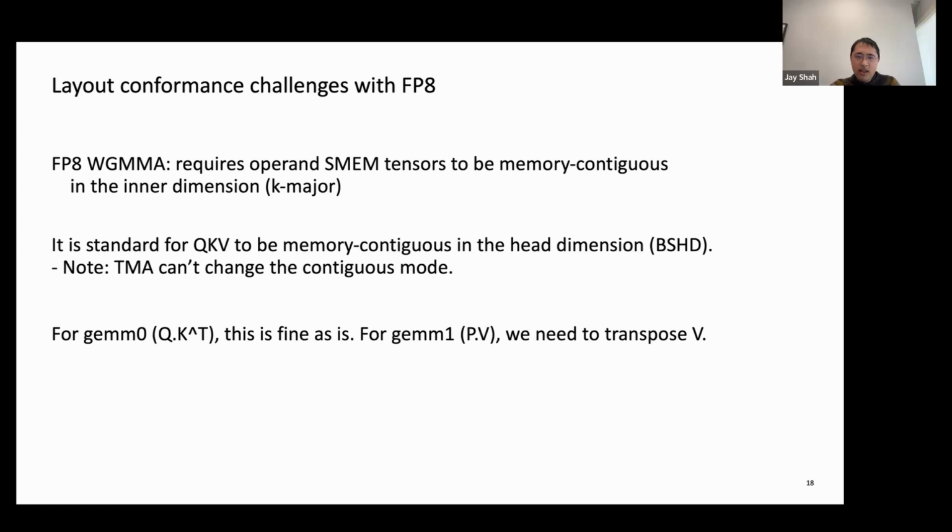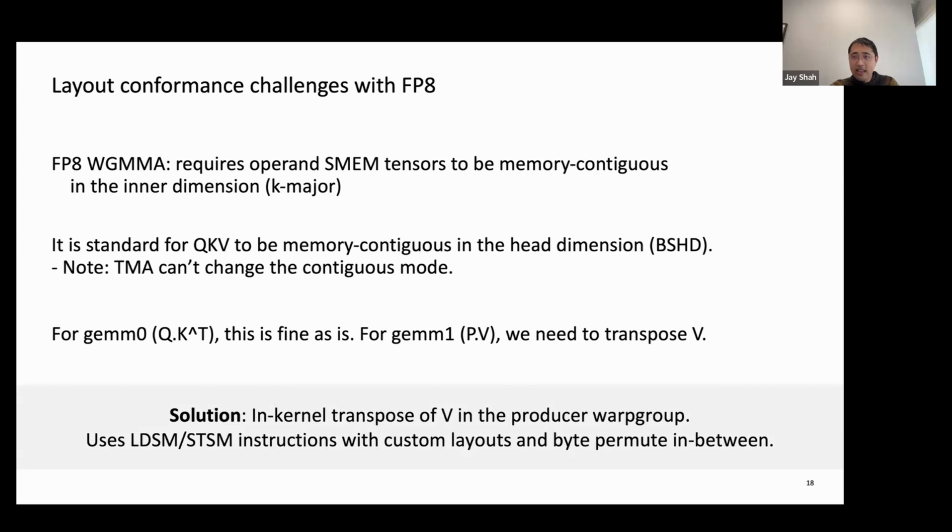For gem 0, this is fine as is, because I have Q times K transpose, and you'll note that the inner dimension is the head dimension. That's the dimension you're contracting for the matmul. However, for gem 1, the head dimension for V is not the inner dimension. So you have to transpose V in terms of memory in order to use FP8 WGMMA. And the solution here is to do an in-kernel transpose of V in the producer warp group.